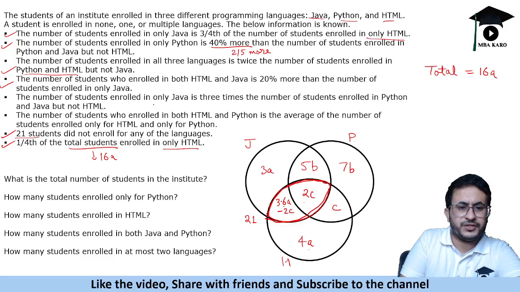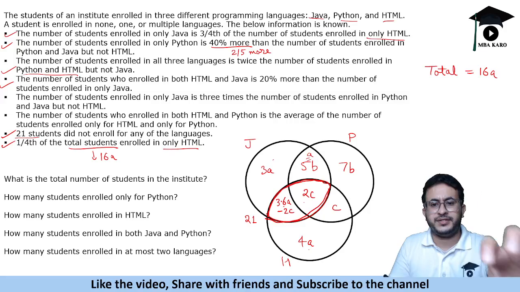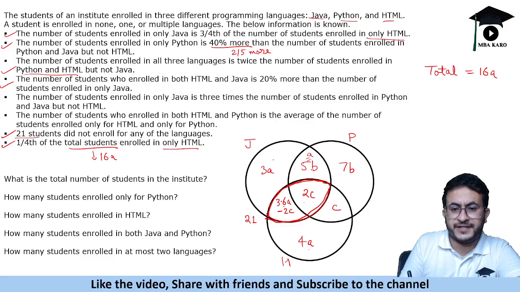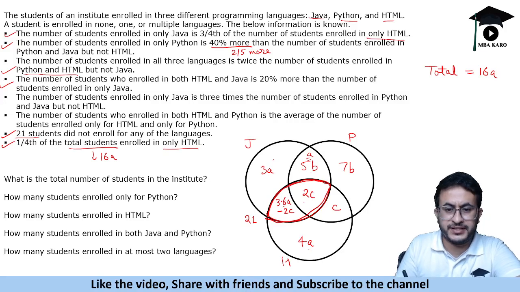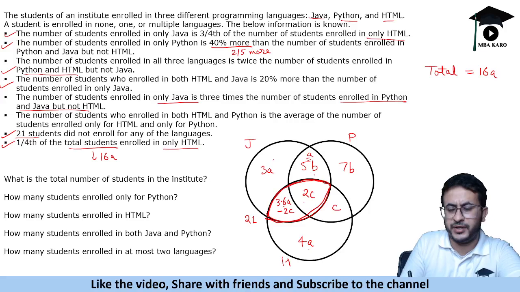The number of students enrolled in only Java is 3 times the number of students enrolled in Python and Java but not HTML. So Python and Java but not HTML. So this is 3 times of it. So it says A. Now see, instead of making it into fractions, let us take this as 5B and change the values of A accordingly. So for example, if this is 5B, it says only Java is 3 times enrolled in Python and Java but not HTML. So this we took as 5B.